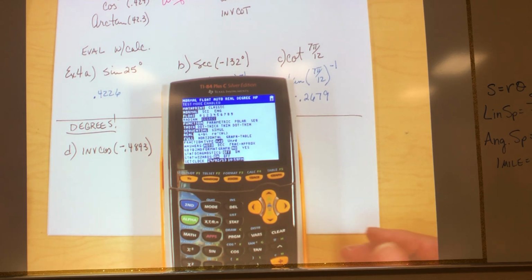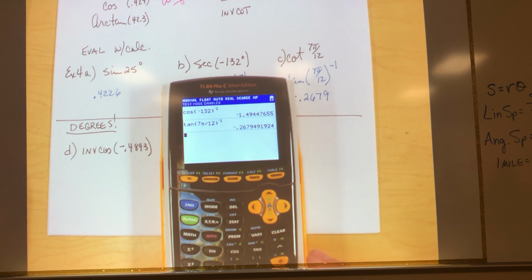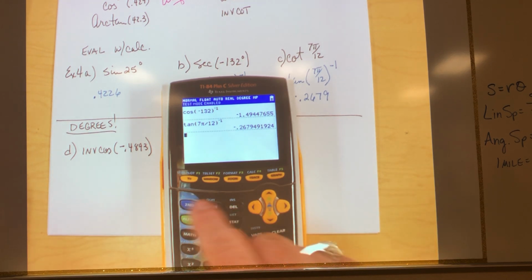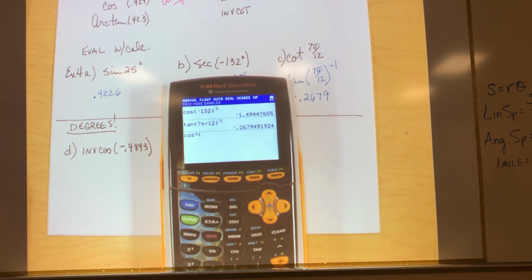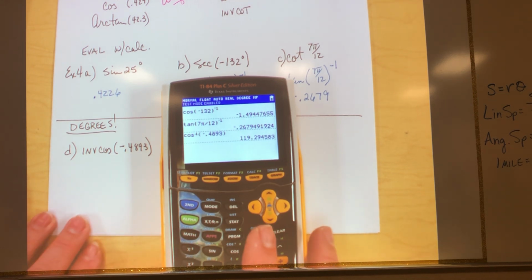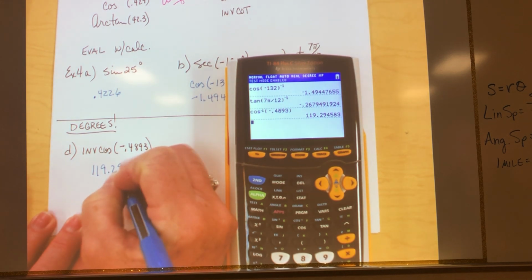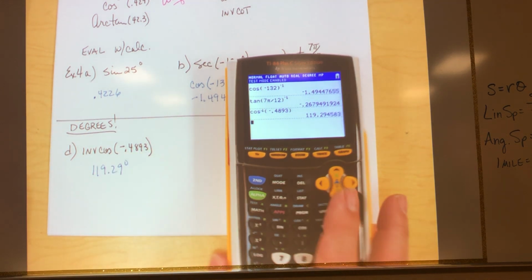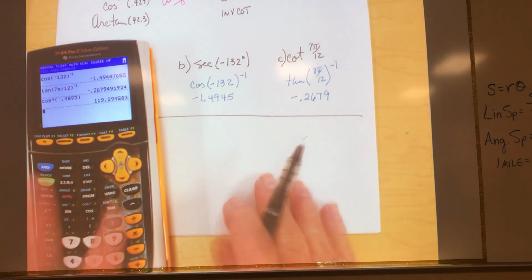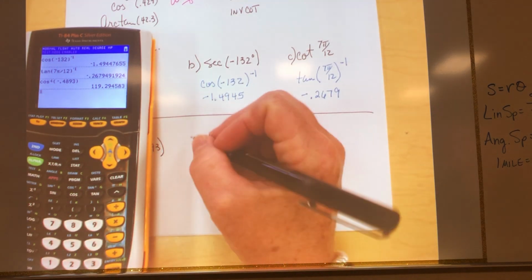180 over pi? Yes. Okay, so I'm gonna go inverse cosine, that's second cosine, of negative 0.4893. You don't have to close the parentheses, you can if you want to. And my answer is 119.29 degrees.